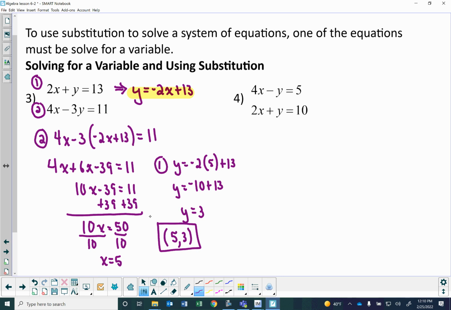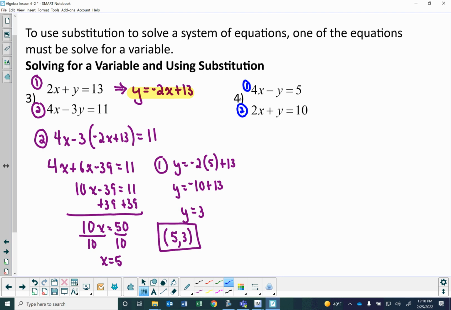Let's look at problem number 4. Again, I have two equations. I'll number them 1 and 2. One of these will be much easier to solve for y than the other. If I look at this, I definitely don't want to solve either one of them for x, because if I'm going to solve them for x, I'm going to end up with fractions, which are really hard to deal with. Not impossible, but just harder to deal with.